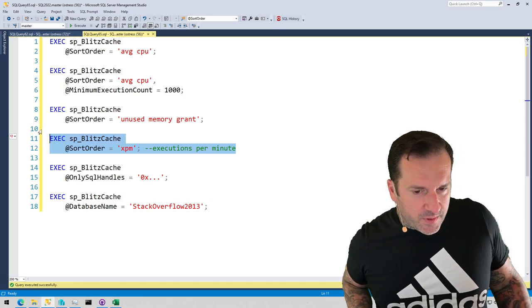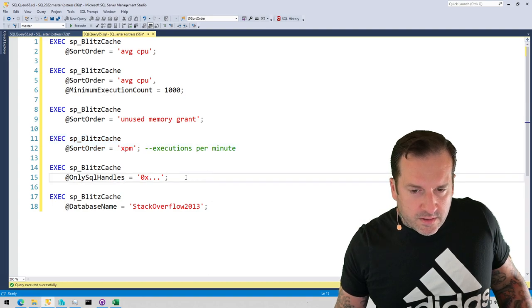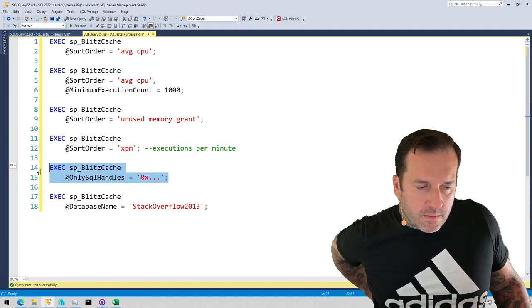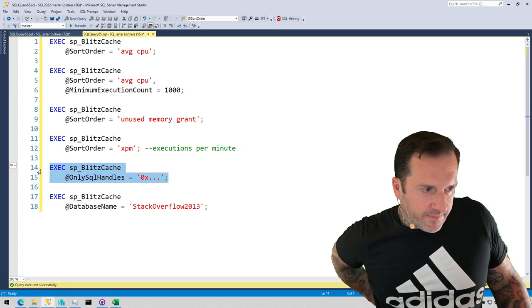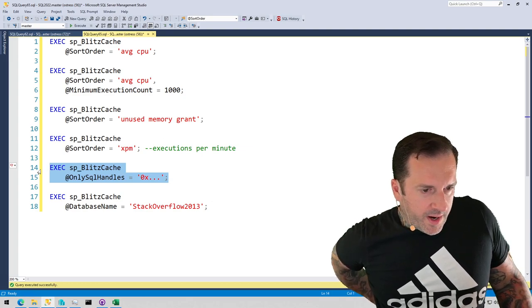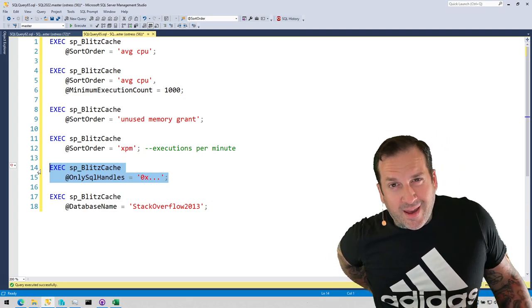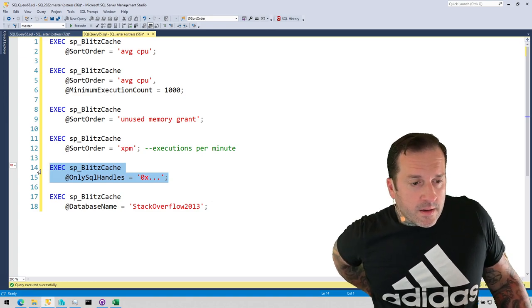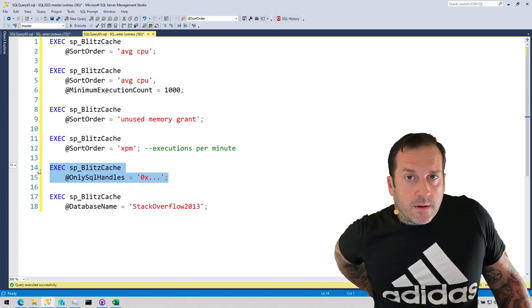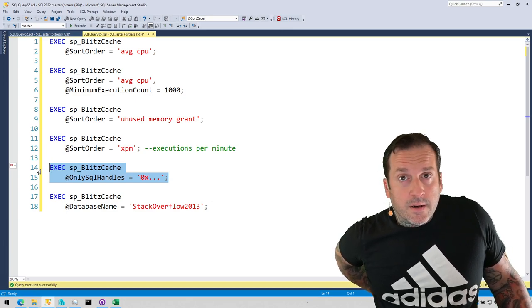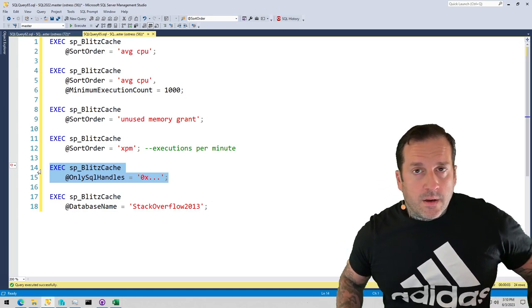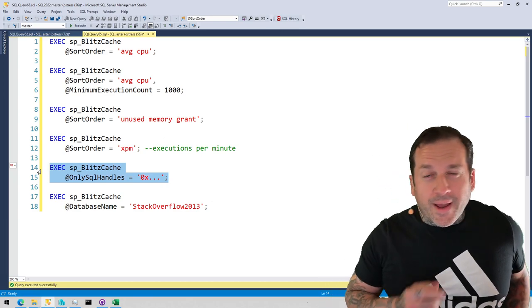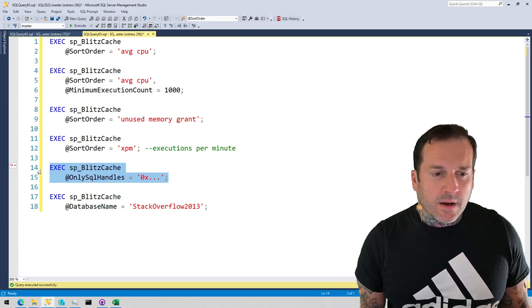One thing that I do find myself using quite a bit, though, is using Blitzcache to only look for certain SQL handles in the plan cache. And this actually comes back to something that I covered with SP Quickie Store, where you might be looking at the blocked process report, or you might be looking at the XML deadlock report. And when queries lock and deadlock, it's not always obvious from the query text in those reports what the plan would be and why they end up deadlocking and locking so much.